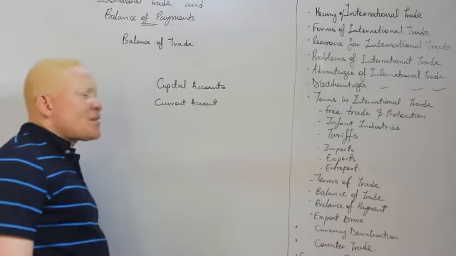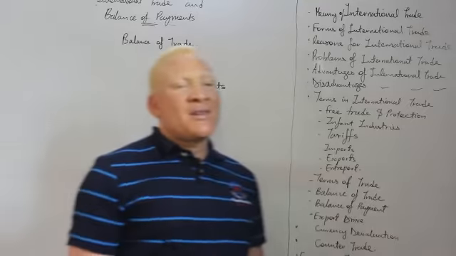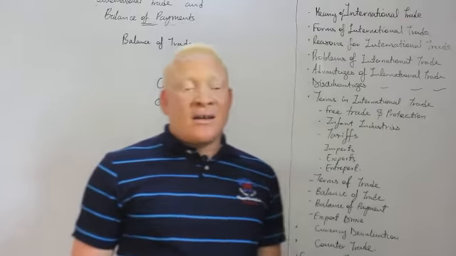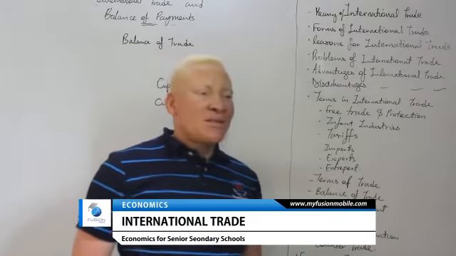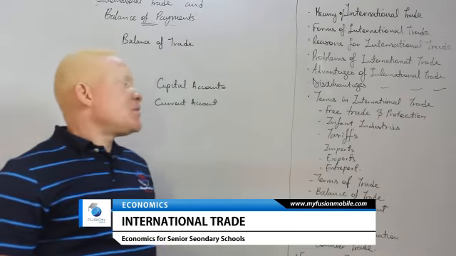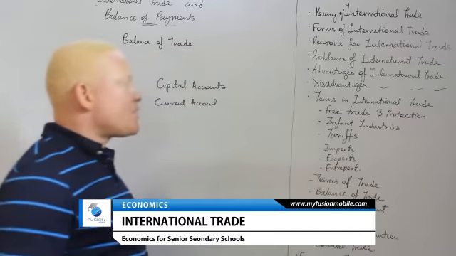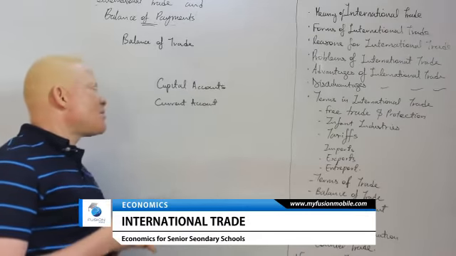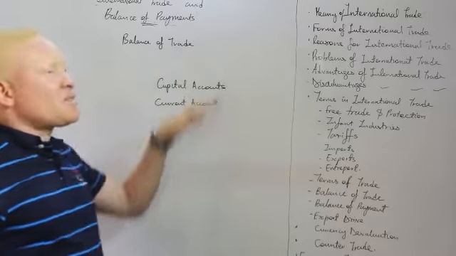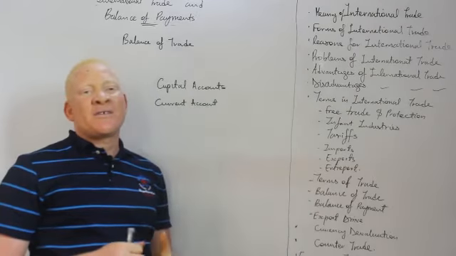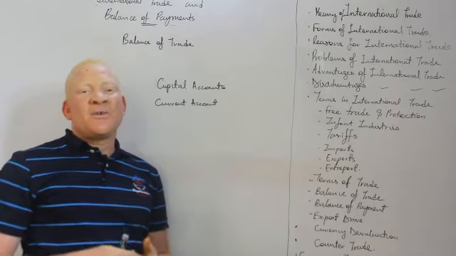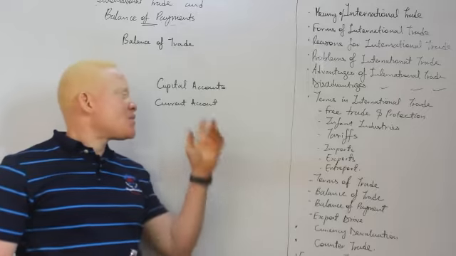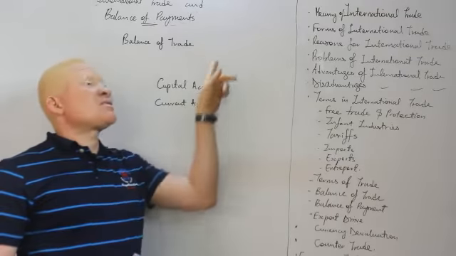But when we talk about the current account, it is subdivided into three. You have the merchandise account, the official settlement account, and the unilateral transfer account. Now, the balance on the merchandise account is what gives us the balance of trade, because it is the part of the current account that records imports and exports of goods. So the merchandise account under the current account gives us the balance of trade.